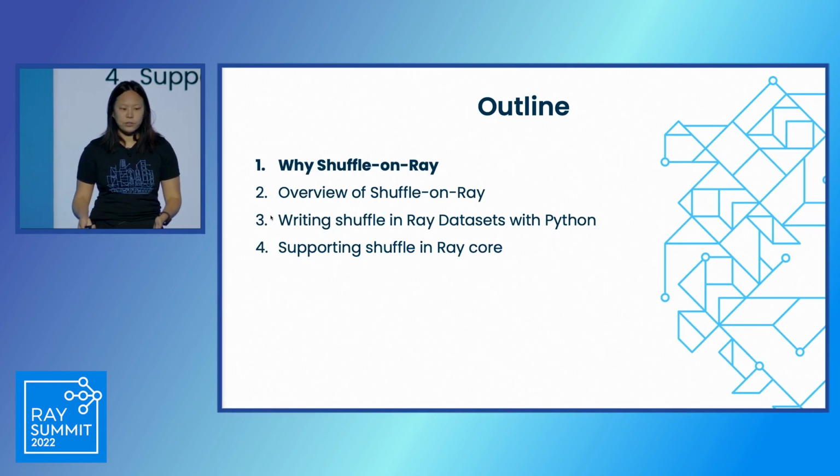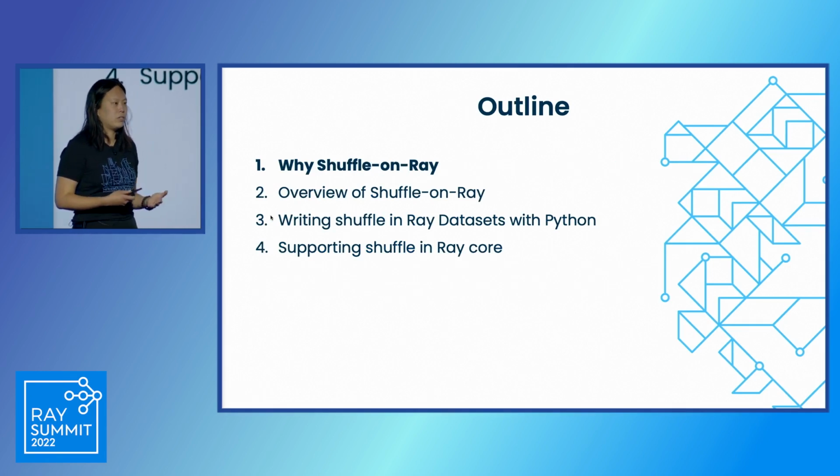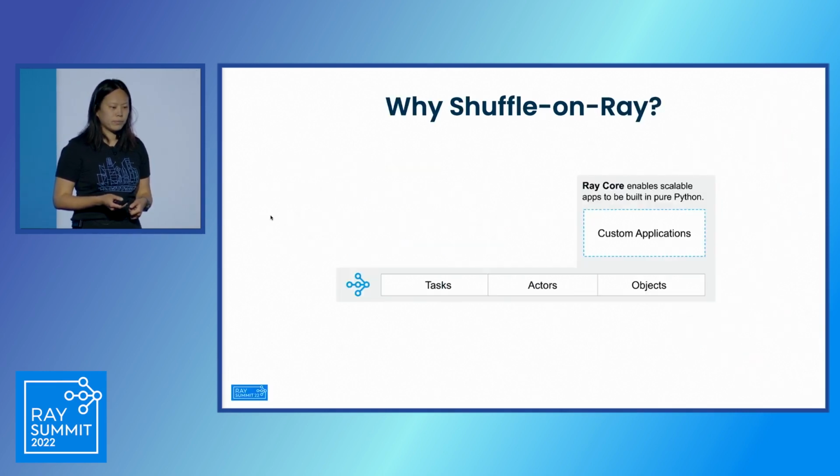So without further ado, let's take a look at why we wanted to support large-scale shuffle on top of Ray. To understand why we wanted to do this, let's first take a look at the broader Ray ecosystem. Ray Core is a unified framework for scalable computing. It's an open source distributed framework that makes it easy to scale AI and Python applications by providing these core primitives around tasks, actors, and objects.